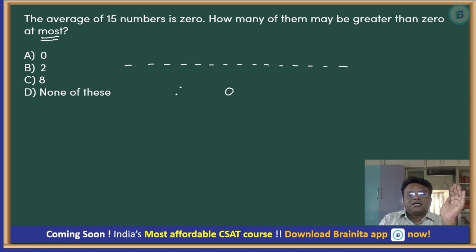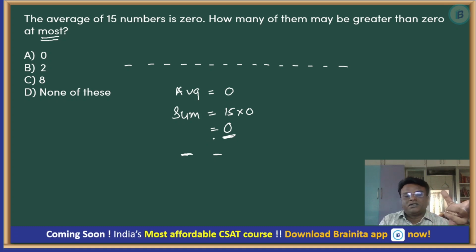Now you understand that if the average of 15 numbers is 0, then the sum of those 15 numbers would be 15 into average, which is 0, right? When the sum is 0, that means we must have some negative numbers and some positive numbers. Then only we can have a sum of 0 for 15 numbers. Out of these, we want maximum positive numbers and the least number of negative numbers. So let us say we can have only one negative number and the rest all positive numbers, because that is the bare minimum you must have to get the sum of 0 for 15 numbers.